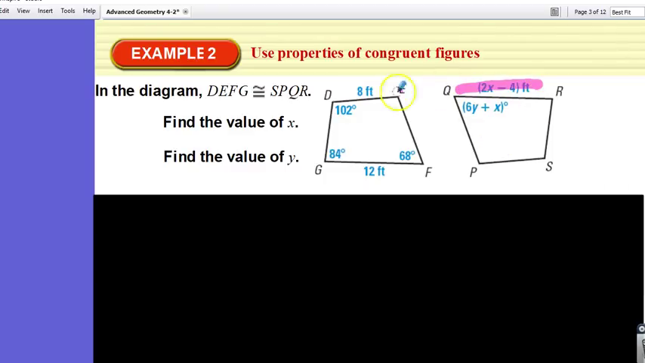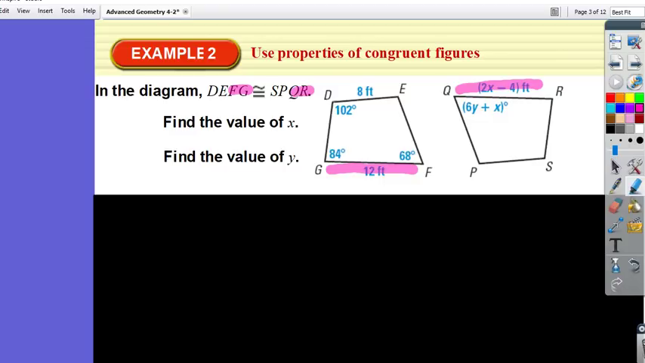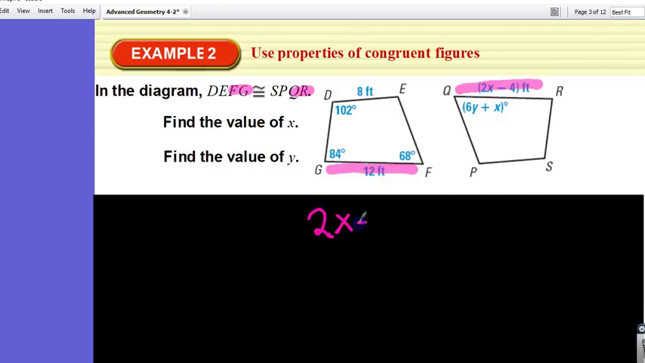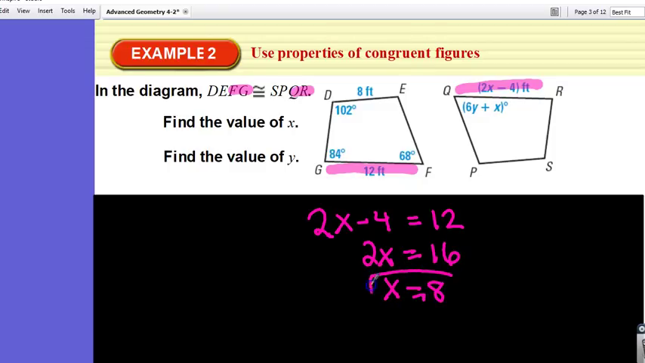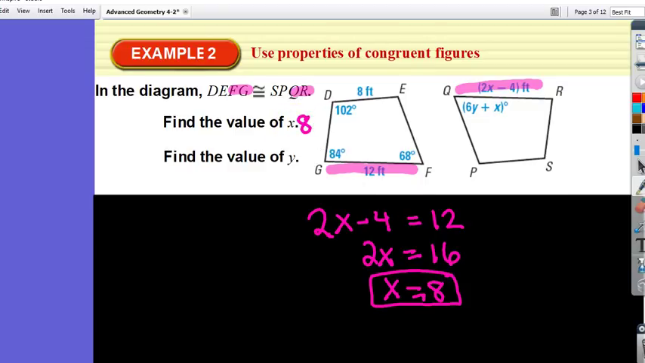All right, so QR. QR goes with FG. So now I know that I just set this equal to this and solve, right? So let's do that. So we have 2x minus 4 equals 12. Add 4 to both sides. 2x equals 16. Divide by 2 on both sides. X equals 8. So we solve for our first thing, x. X is 8. What about our y?